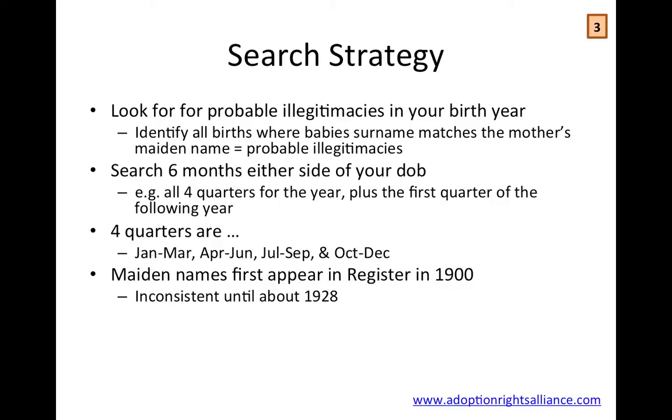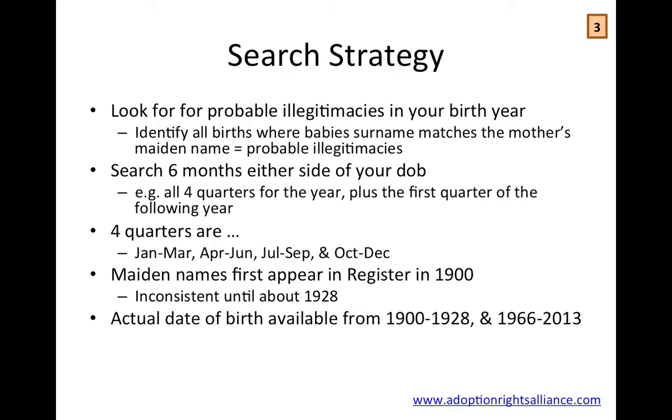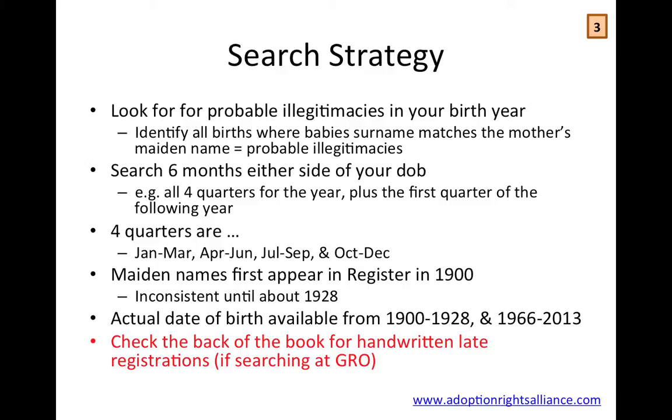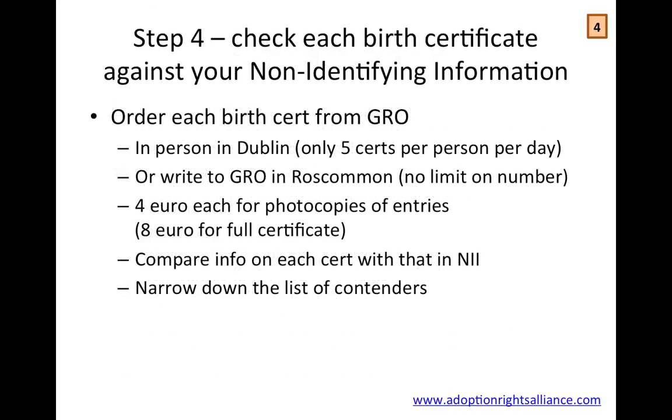And maiden names first appear in the register in 1900, rather inconsistently until about 1928, and thereafter they're much more regular. And you can get the actual date of birth from the register as well. This occurred during 1900 to 1928, and also from 1966 up to the present day. Also, if you're going into the GRO in person, do check the back of the book for the handwritten late registration entries, just so that you don't miss anything.